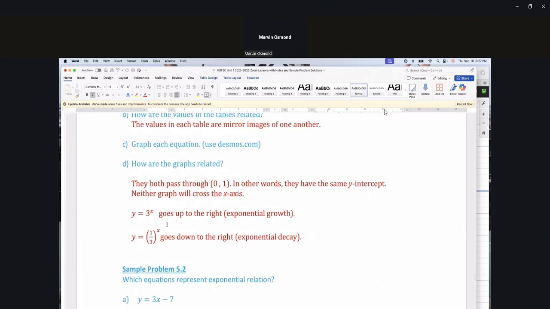3 to the power of x goes up to the right, called exponential growth, and y equals (1/3) to the power of x goes down to the right. We call that exponential decay.